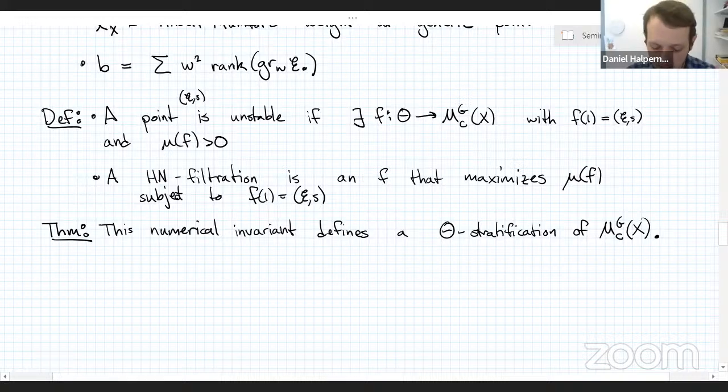Harder-Narasimhan filtration. So in other words, this is familiar from the world of Higgs bundles too, where the Harder-Narasimhan filtration of a Higgs bundle is some filtration of the underlying bundle that's compatible with the Higgs field, but it doesn't have to be the Harder-Narasimhan filtration of the underlying bundle. In fact, the Harder-Narasimhan filtration of the underlying bundle might not be compatible with the Higgs field. If it is, then that's still the maximizer.